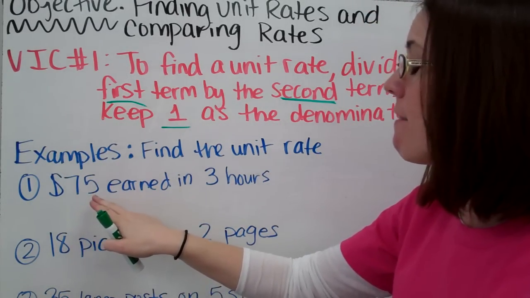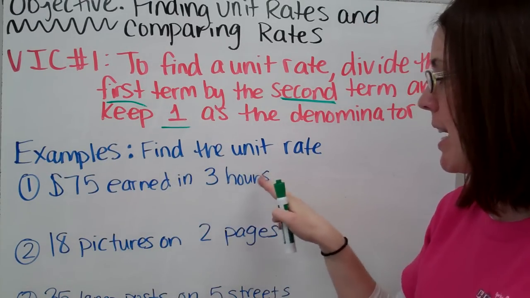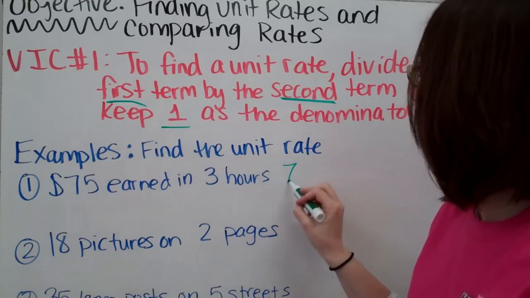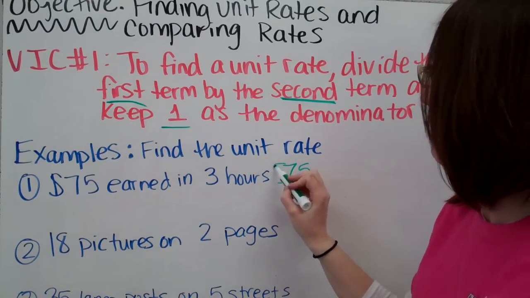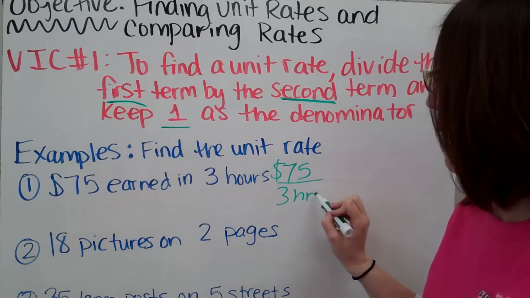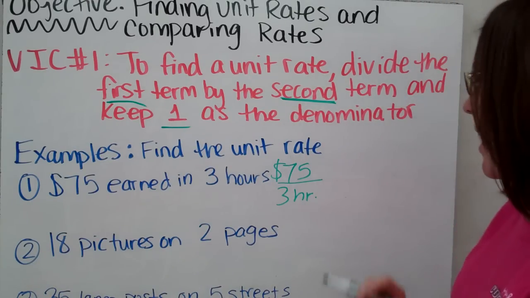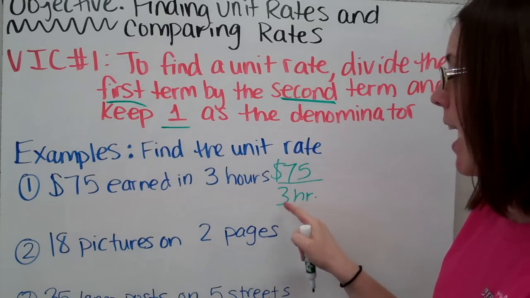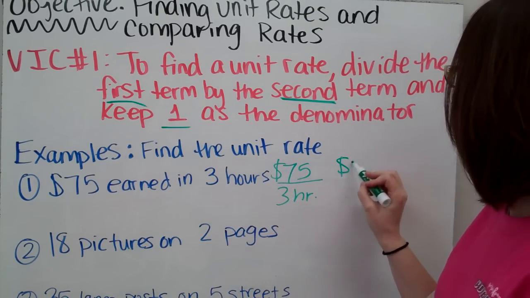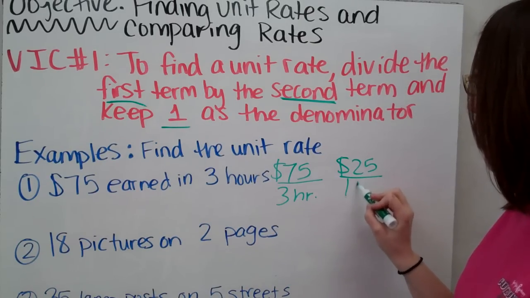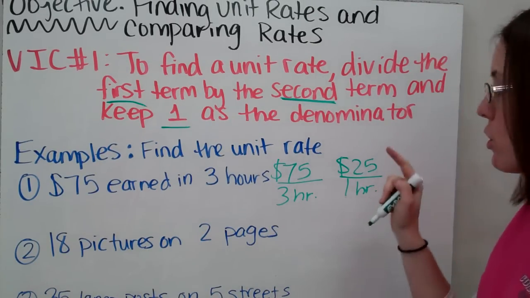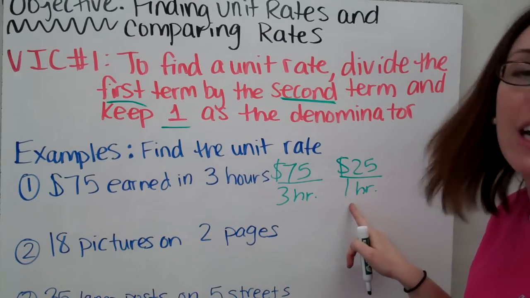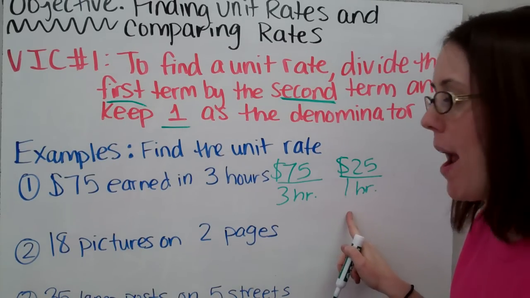It's $75 is earned in 3 hours. Let's write this as a rate, so $75 in 3 hours. Now we want a unit rate. So 75 divided by 3 is $25 for 1 hour. So it is $25 for every hour that you work. This is a unit rate.